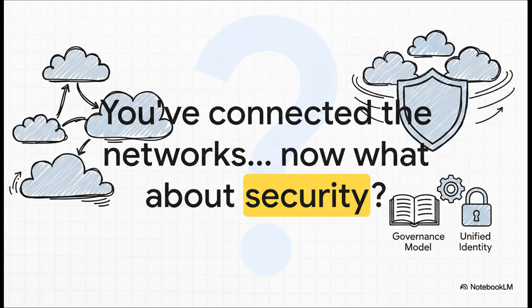And so, that brings us full circle. We've solved the networking problem, the clouds are physically connected. But really, that's just step one. The much bigger question this opens up is, now what? How do you manage it all? How do you apply one security policy, one set of rules, and one identity system across these totally separate environments? And that is the next great challenge in the multi-cloud journey.